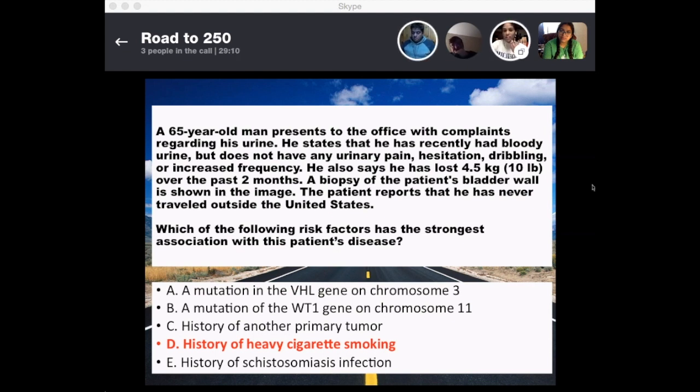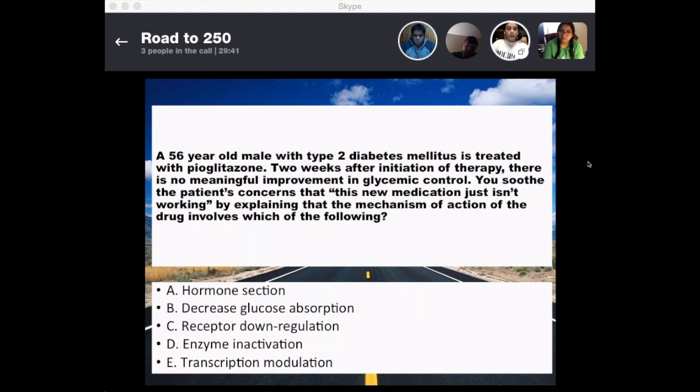When I approached this question, I kind of jumped the gun and forgot to really think about the fact that they were saying bladder wall. So it kind of tricked me in my rush of answering the question. But really the patient has transitional cell carcinoma. So the answer would be heavy cigarette smoking, as they said that he has not traveled outside the United States. So, yep. All right, next question.